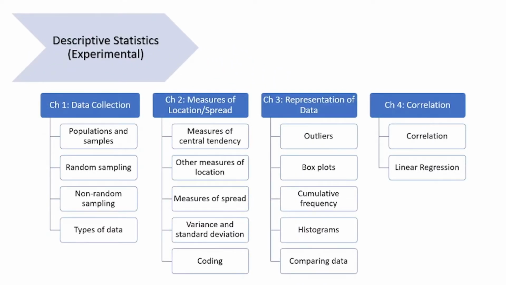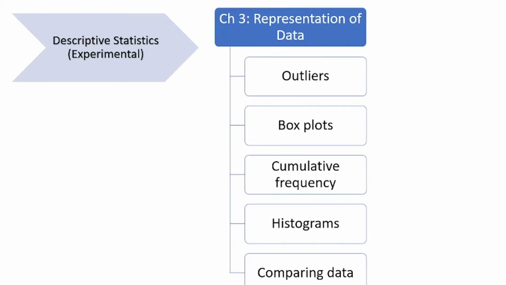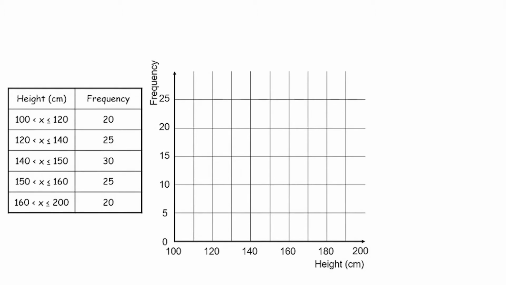So we're going to continue looking at data representation, and today we're going to look at histograms. Now, histograms and bar charts are very often confused, and we'll talk about the distinct differences between them. But let's start with this data set. This is some data that's been gathered around the heights of trees in a certain area.